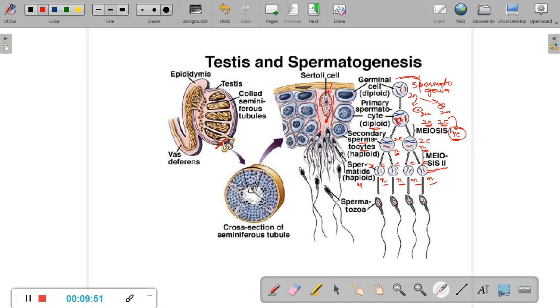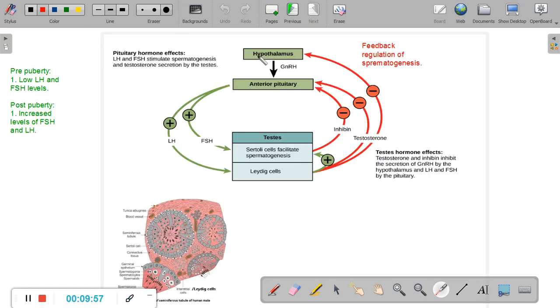Now, how does the body know when to make sperms, when not to make sperms? Is something that we'll learn now in our next topic, which is here. Feedback regulation of spermatogenesis. What controls, how is spermatogenesis controlled?